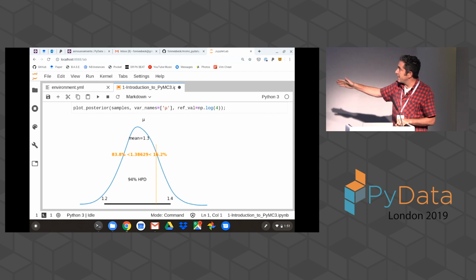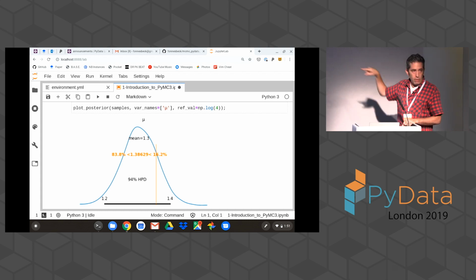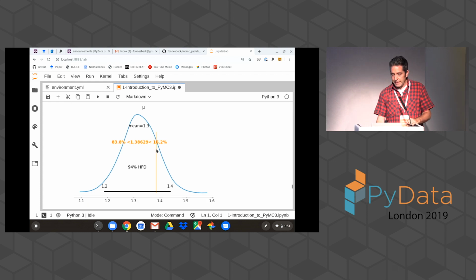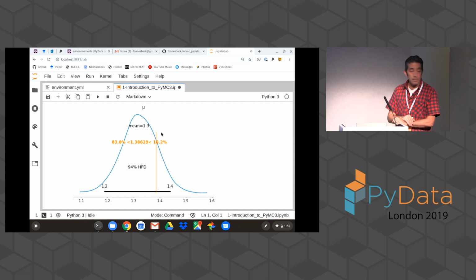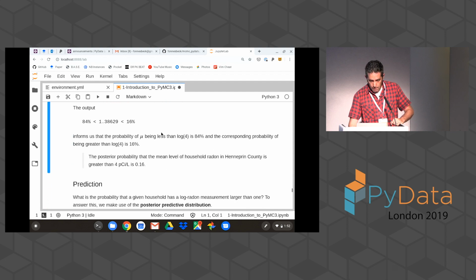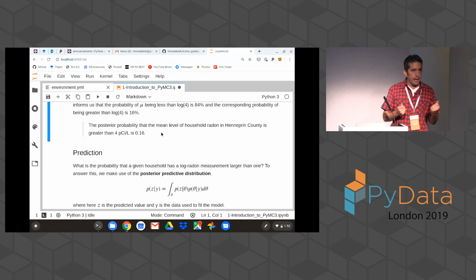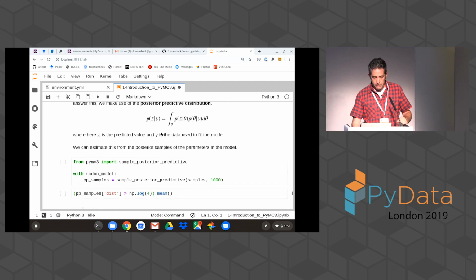So it's a mean of 1.3, again, log scale. The log of 4 is 1.39 roughly. And so we can say nice things like this, that there's a 16% chance that the true mean is above the critical value, and 83% chance that it's less. Okay? And then, of course, we want to make a prediction, right? What if a new house is built in Hennepin County? What's its risk of having radon contamination above that level?